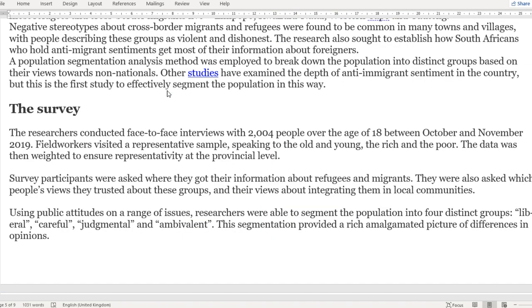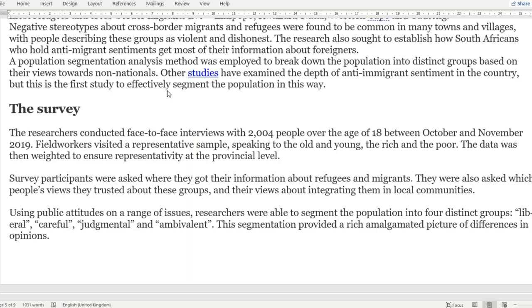Right, so this is the survey. The researchers conducted face-to-face interviews with 2,004 people over the age of 18 between October and November 2019. Field workers visited a representative sample, speaking to the old and young, the rich and poor. The data was then weighted to ensure representativity at the provincial level. So here they're showing you how many people they met with, how they met with them, and how they accounted for diversity within their survey, right?